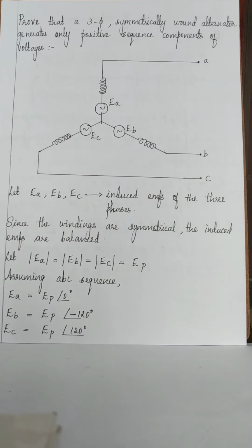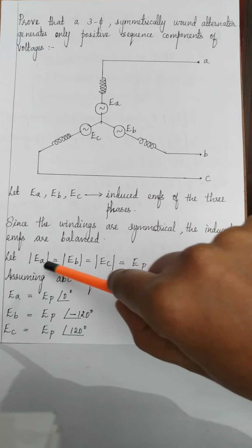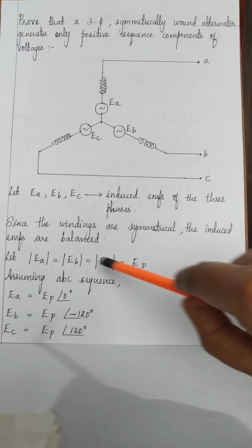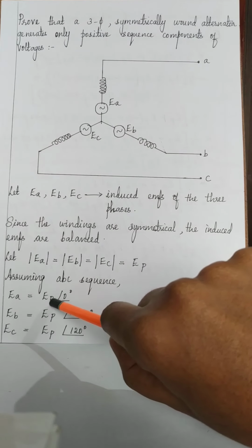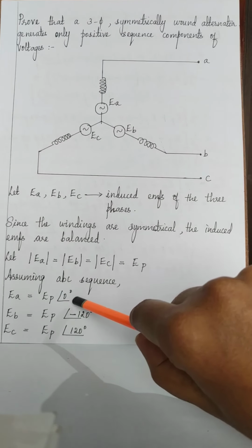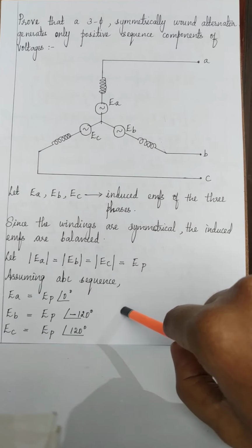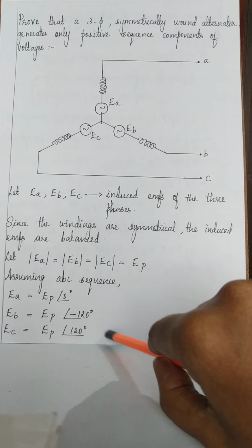We know the magnitude will be the same, and it has an ABC sequence, and the phase angle between the three EMFs will be 120 degrees from each other. Let us consider the magnitude of the induced EMFs EA equal to EB equal to EC equal to EP, the phase voltage. Taking ABC sequence, we can write EA is equal to EP angle 0. We have taken EA as the reference. With respect to EA, EB is EP angle minus 120 or EP angle 240. EC is EP angle 120 or EP angle minus 240.